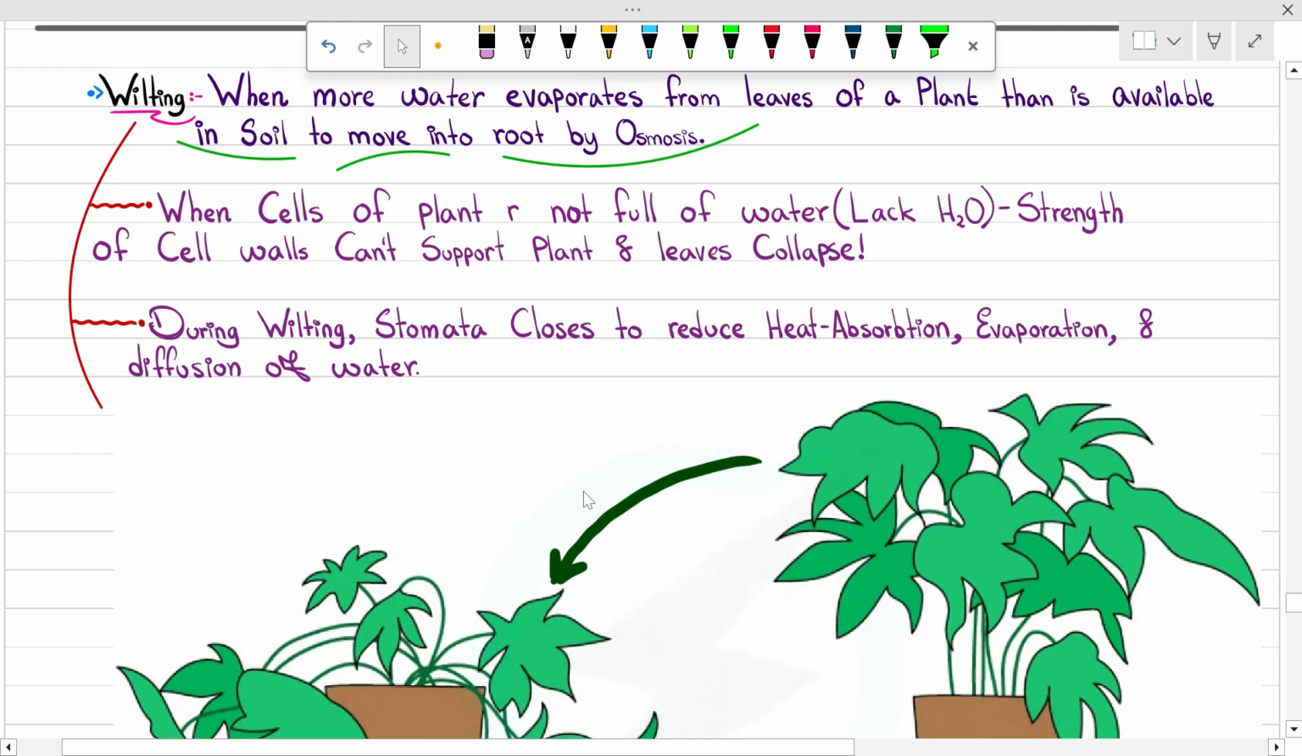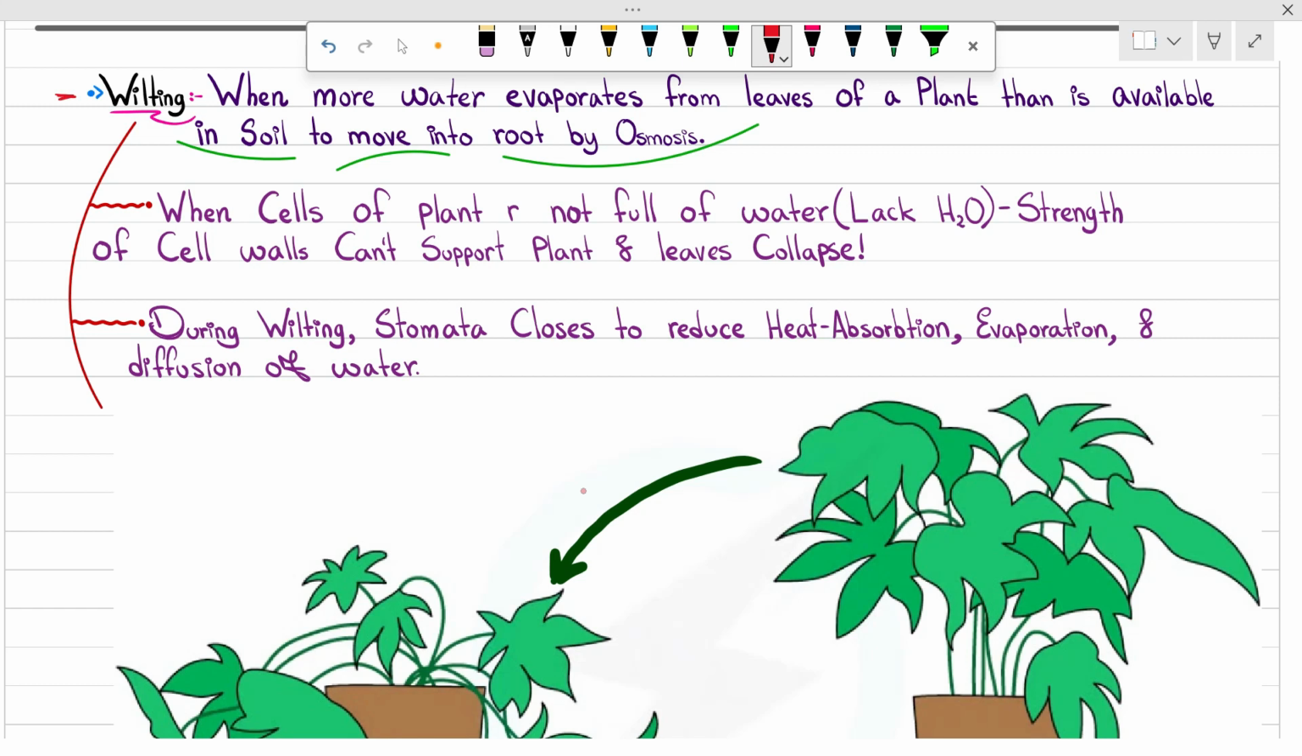And with that, we're done with everything regarding the xylem and transpiration in plants. The only thing left for transpiration is the transpiration stream, and then we move on to translocation. Before moving to transpiration stream, a small key point to understand is wilting.